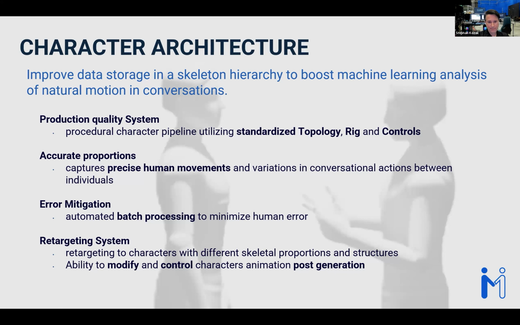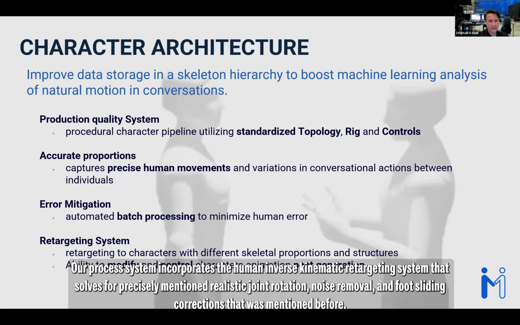Error mitigation. Our process system incorporates the human inverse kinematic retargeting system that solves for precise, realistic joint rotation, noise removal, and the foot sliding corrections that were mentioned before.